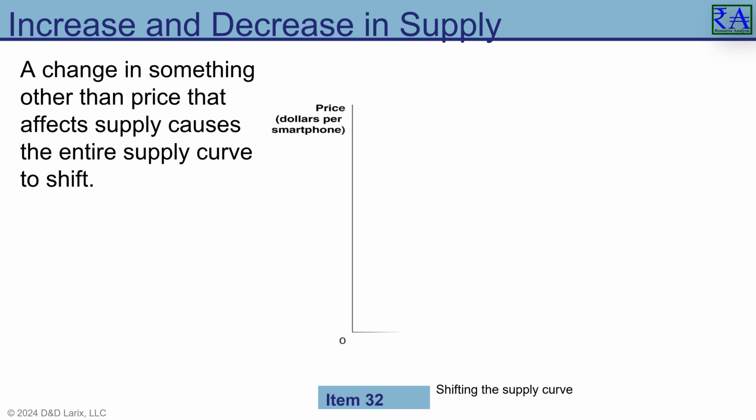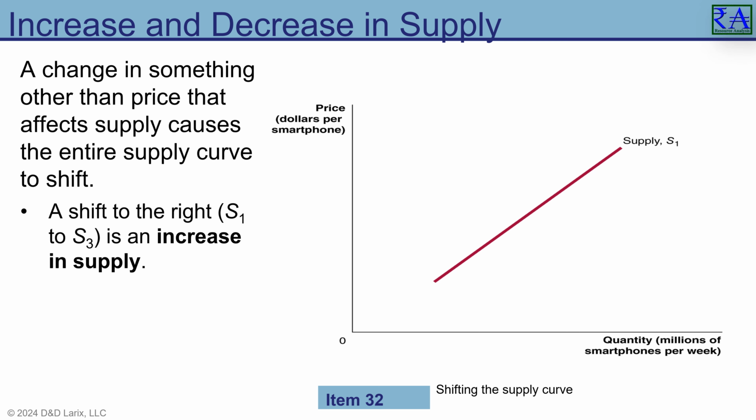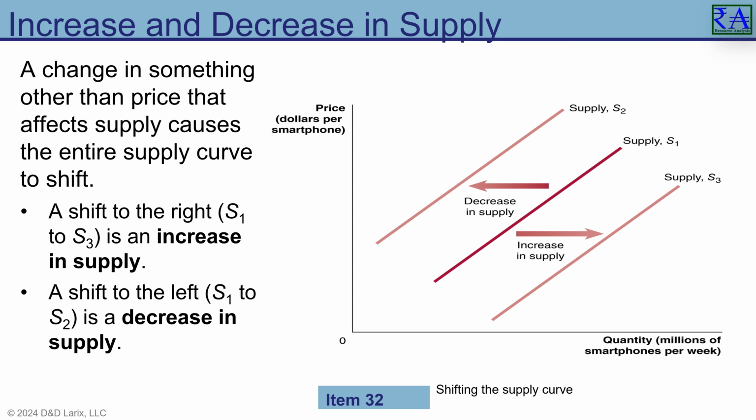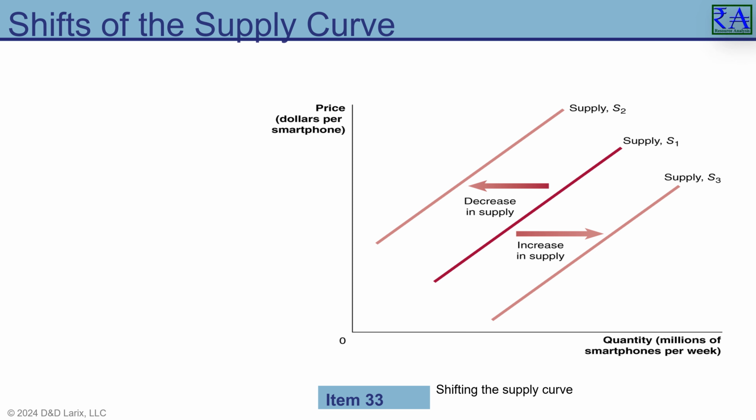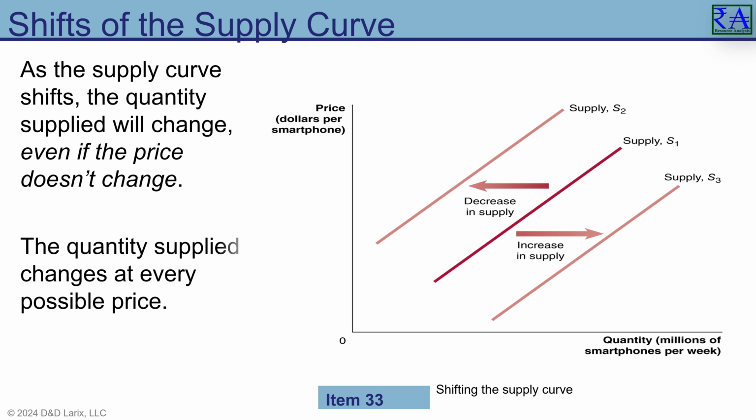If any other variable that affects the willingness of firms to supply a good changes, then the supply curve will shift. This results in an increase or decrease in supply. When firms increase the quantity of a product they wish to sell at a given price, the supply curve shifts to the right. When firms decrease the quantity of a product they wish to sell at a given price, the supply curve shifts to the left.